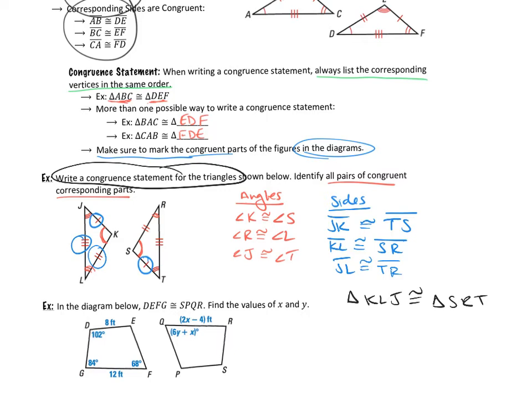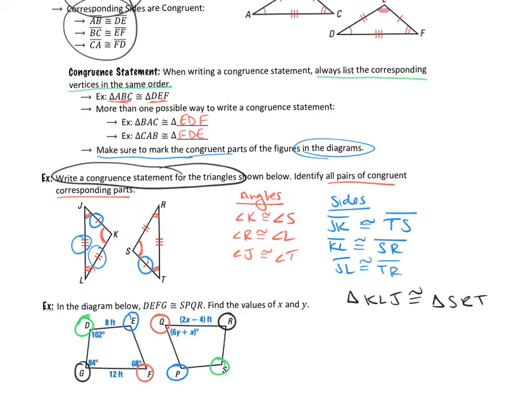In our next example, we are told that in this case it's not a triangle, but it's still a geometric figure, that quadrilateral DEFG is congruent to SPQR. So I have four colors here, so I'm going to circle D and S. I know those correspond. And then E corresponds to P, and F corresponds to Q, and G corresponds to R.